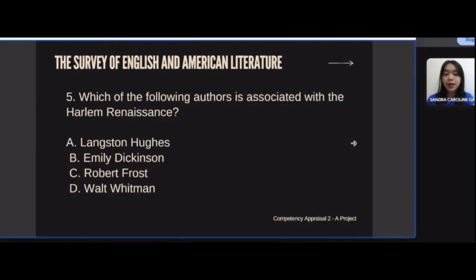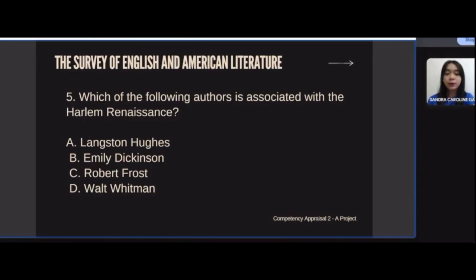Number 5. Which of the following authors is associated with the Harlem Renaissance? A. Langston Hughes, B. Emily Dickinson, C. Robert Frost, or D. Walt Whitman? The correct answer is letter A, Langston Hughes.